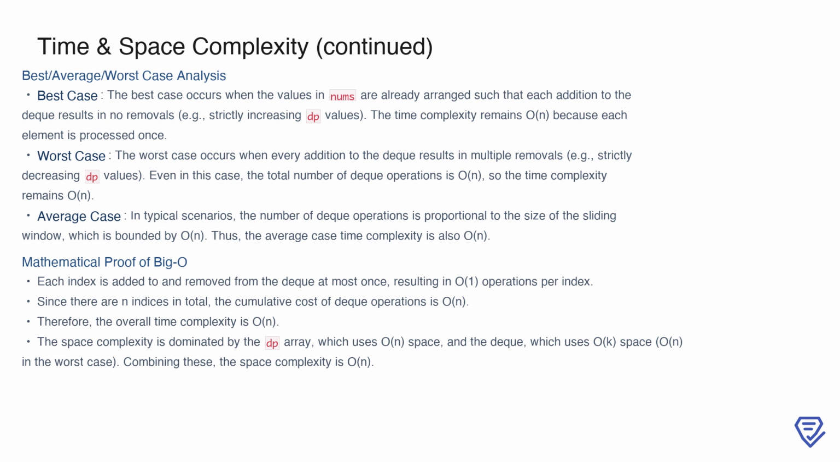In the average case, the number of DEEC operations is proportional to the sliding window size, which is bounded by O(n). Mathematically, each index is processed in constant time during addition and removal, leading to a cumulative O(n) for all indices. Combining the space required for the DP array and the DEEC, the space complexity remains O(n). Both the time and space complexities are efficient, making this solution well-suited for large input sizes.